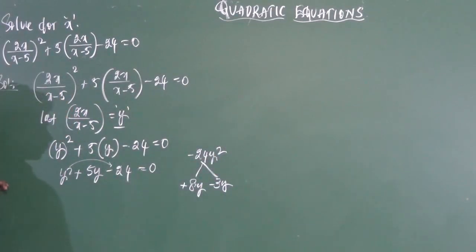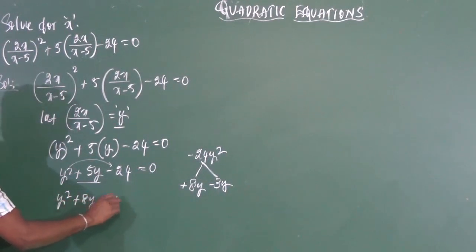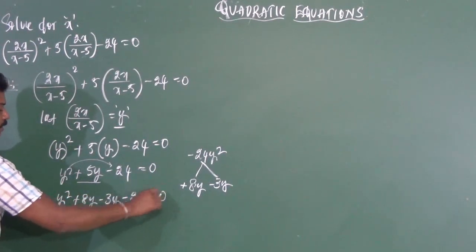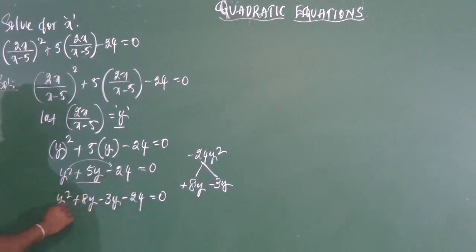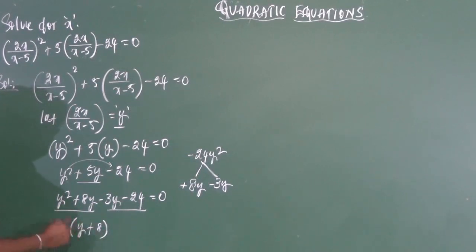I hope you are getting it, right? So instead of this plus 5y, let us substitute these 2 values. So y square plus 8y minus 3y minus 24 is equal to 0. So out of 3 terms, you have got 4 terms here. So take a combination of 2 and 2 terms, right? Let us take common in this. So in the first 2 terms, we have y as common. So this can be written as y into y plus 8. y into y is y square, y into 8 is 8y.